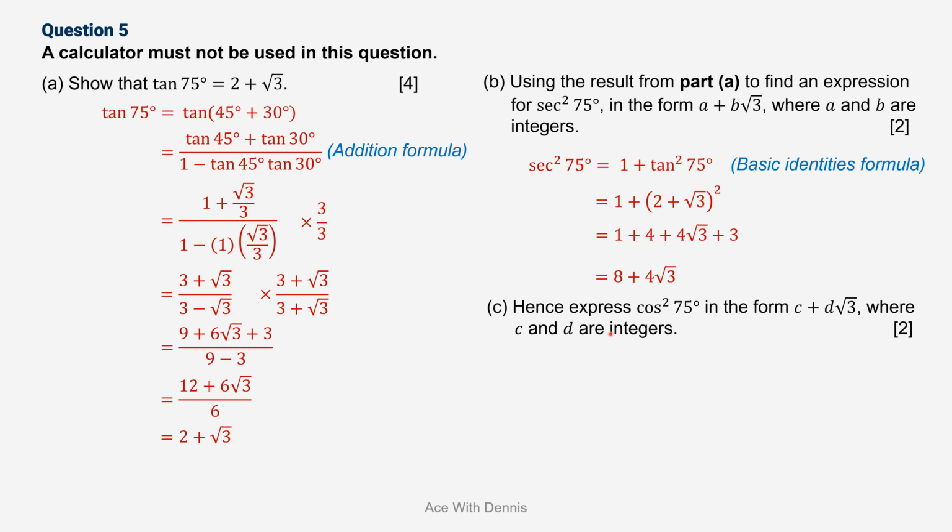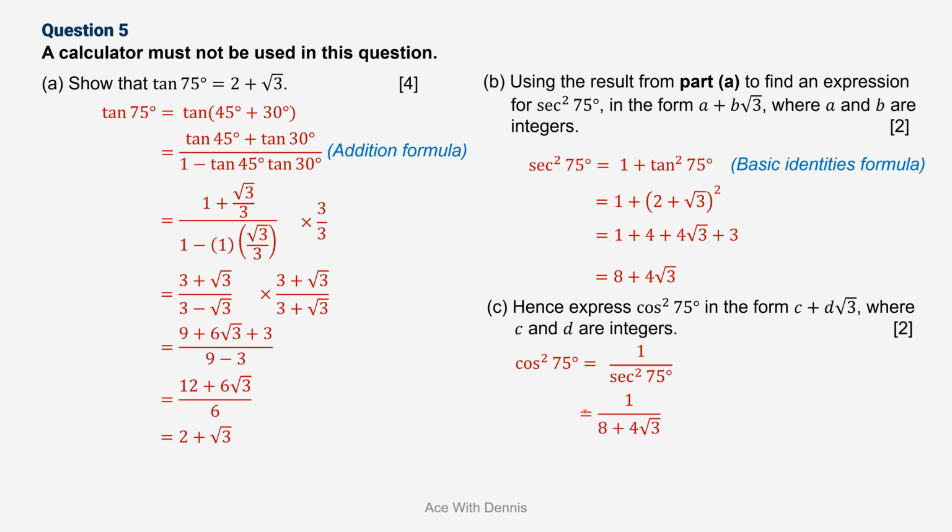C. Hence express cosine square 75 degrees in the form c plus d root 3 where c and d are integers, 2 marks. So we can use the answer from part B to answer this question. So cosine square 75 degrees, it is 1 over secant square 75 degrees. So we know secant square 75 degrees is 8 plus 4 root 3.